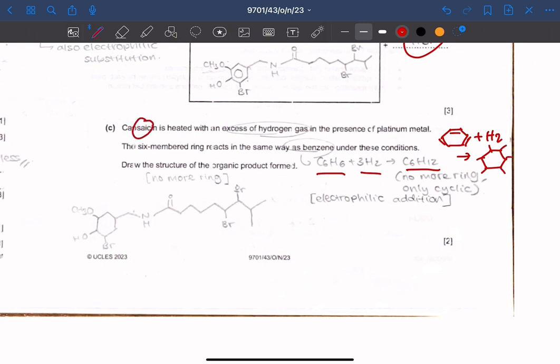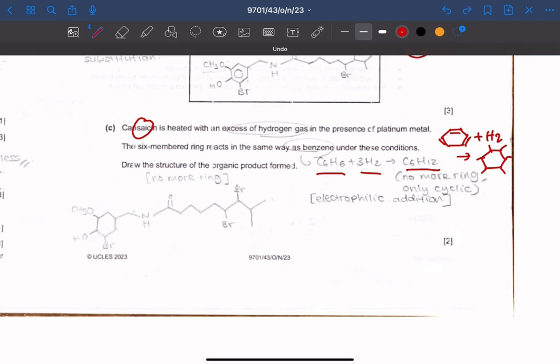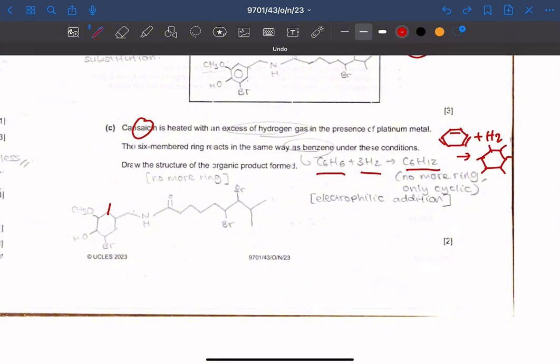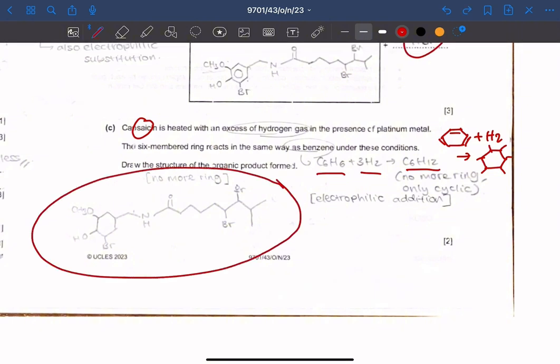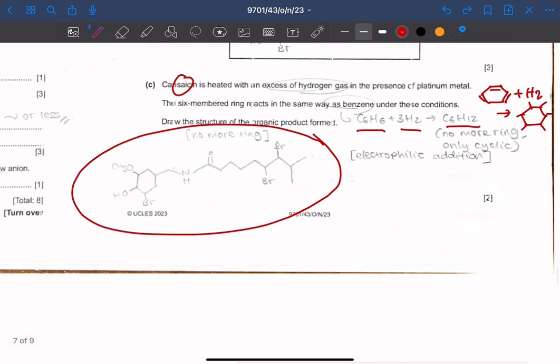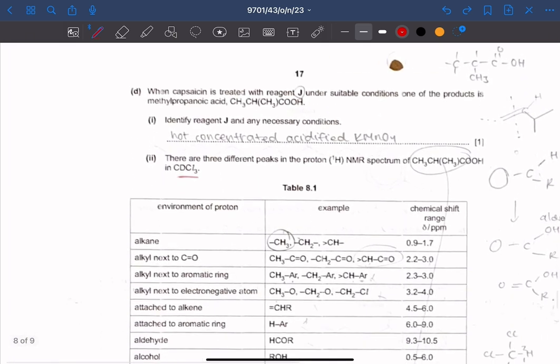This is the same for capsaicin. We just need to open the benzene ring and it would form H bonds. Just draw the same structure without the benzene ring. And that's the answer. Okay.